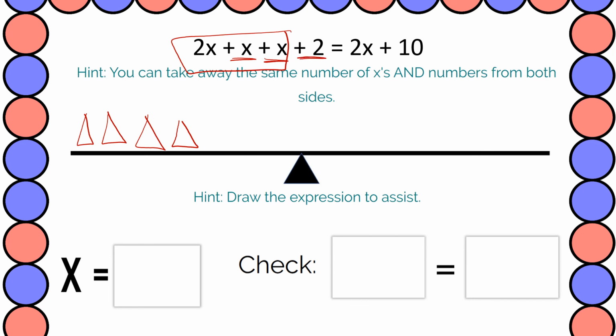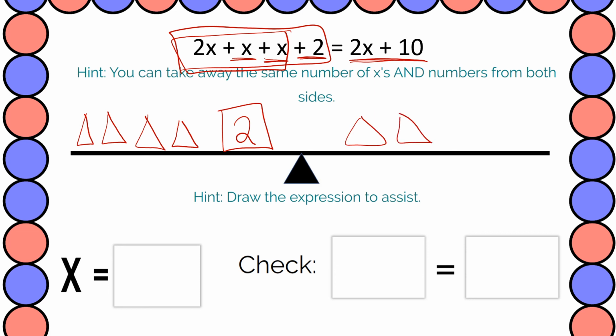Now we have the number 2. That's different. So I just draw my constant of 2. So that whole side there combines to be 4 x's and 2. All right, the right hand side, I have 2 x's and I have the constant of 10.